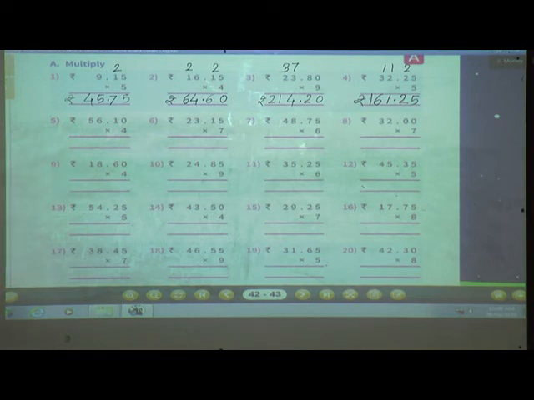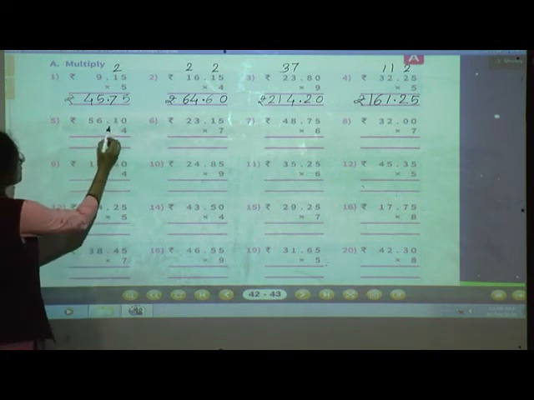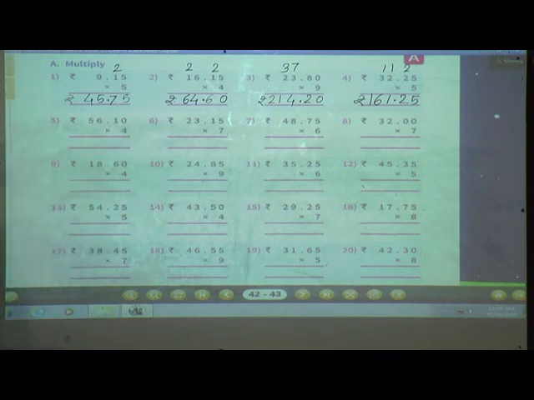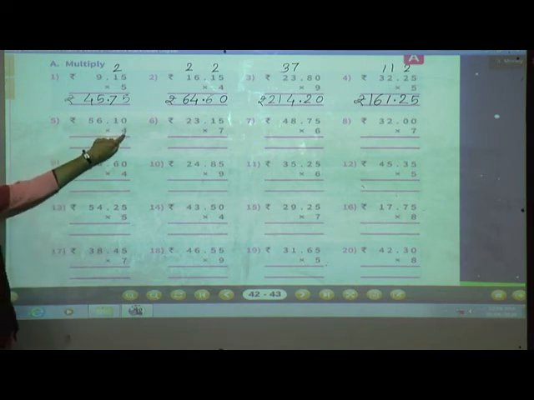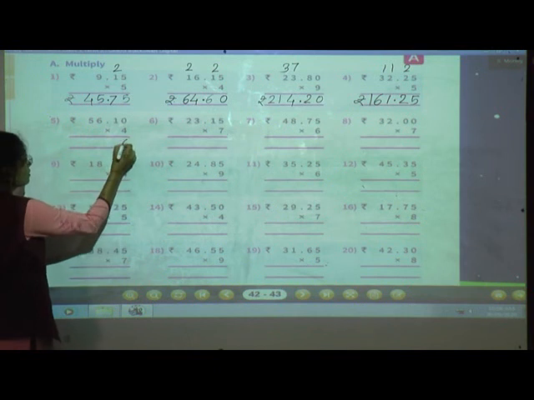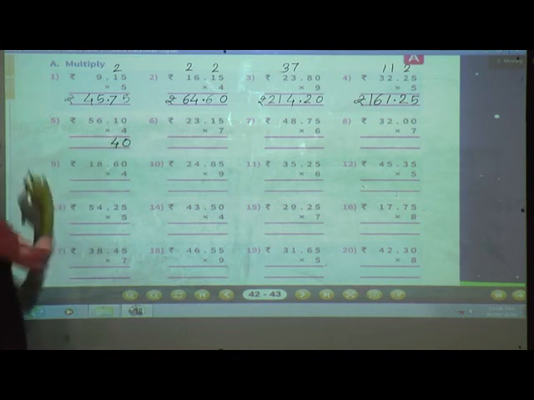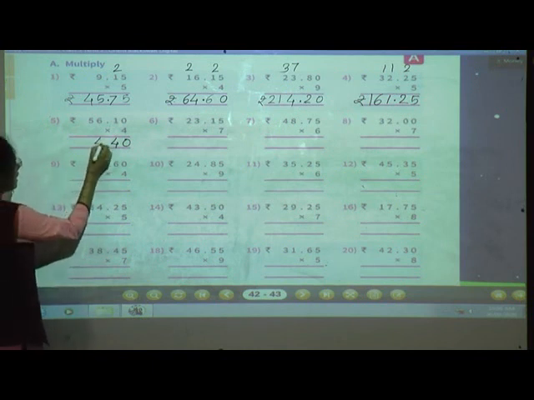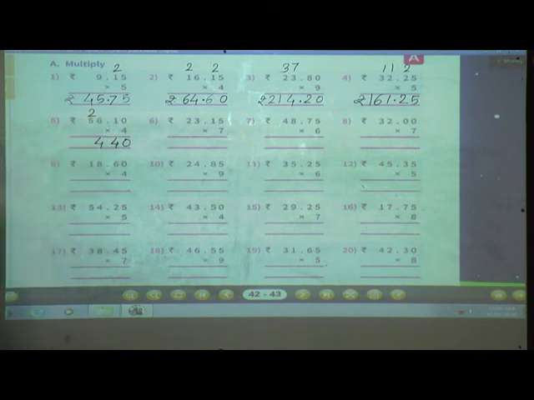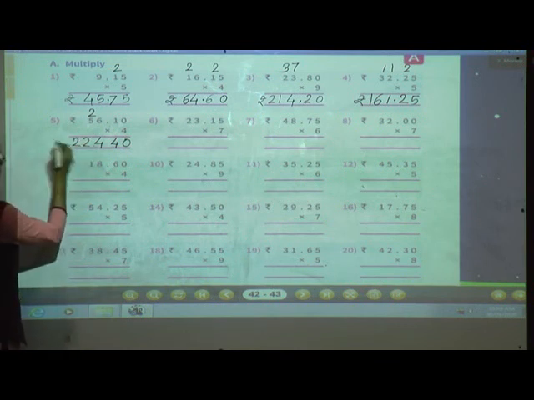Now see this fifth example. Rupees 56.10 into 4. Now start from the ones place here. 4 into 0, 0. Then 4 into 1. 4 ones are 4. Then 4 into 6. Yes, 4 6s are 24. Correct. So here we'll write 4 and 2 as a carry. Then 4 5s are 20. In 20 we have to add this 2. So 20 plus 2, 22. Here we'll write 22. Okay.